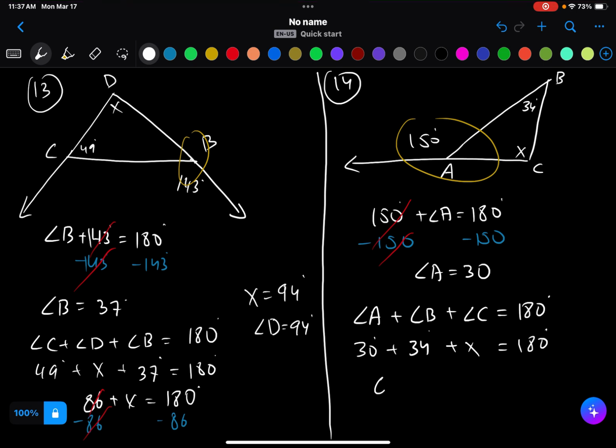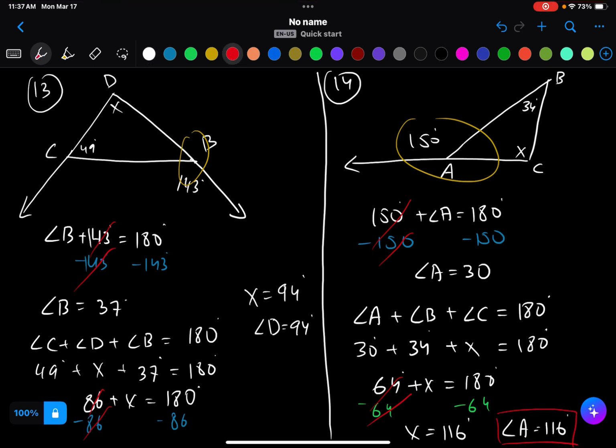So 30 plus 34, that's 64 degrees, plus X equals 180. So now just simply take off 64 from both sides. So that's gone. And X ends up being whatever 180 minus 64 is, which is 116 degrees, which means our missing angle C is 116 degrees. So thank you very much. That is the answer to number 14. And with this, we finish the work.